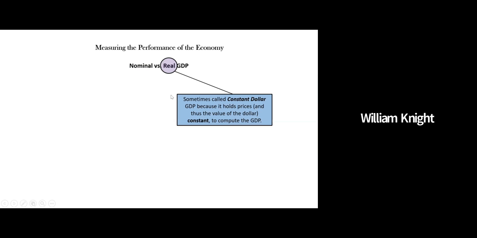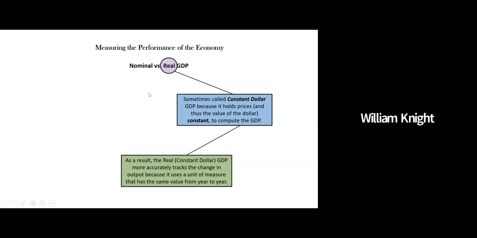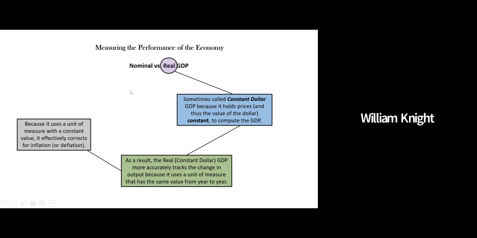The real GDP, sometimes called the constant dollar GDP, because it holds prices and thus the value of the dollar constant. As a result, the real or constant dollar GDP more accurately tracks the change in output because it uses a unit of measure that has the same value from year to year. Because it uses a unit of measure that has a constant value, it effectively corrects for inflation or deflation, which would change the value of the dollar.